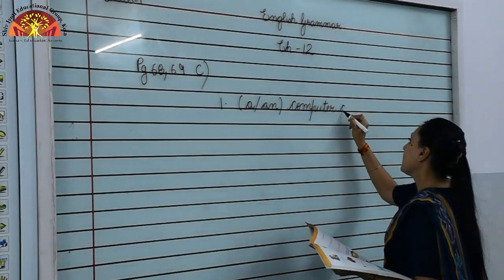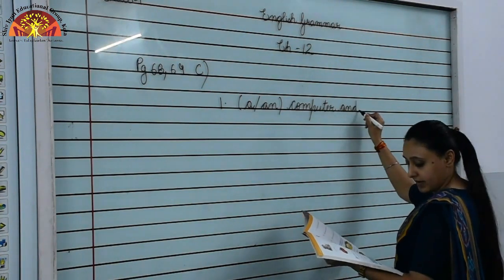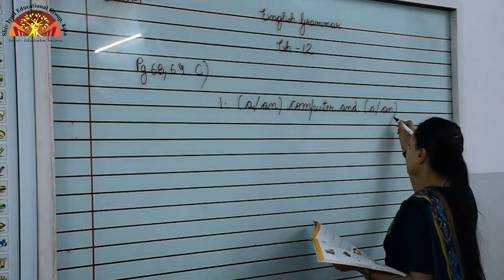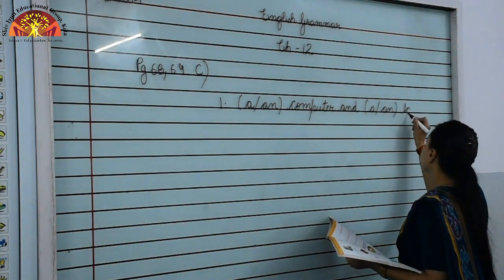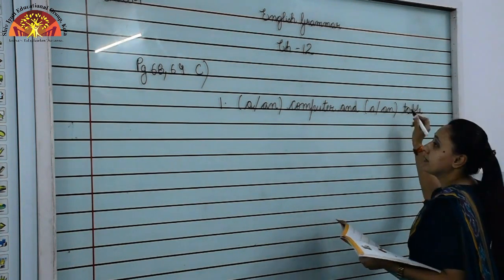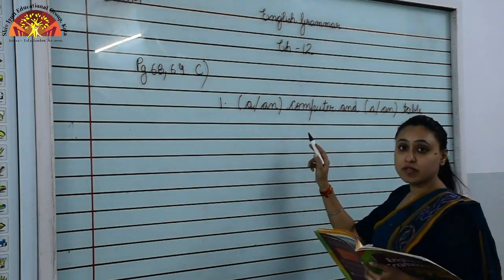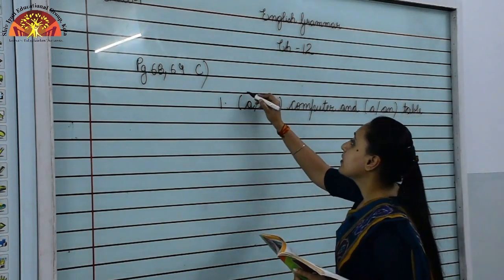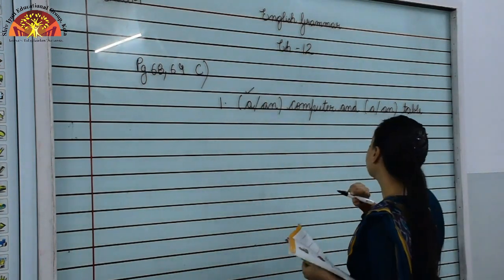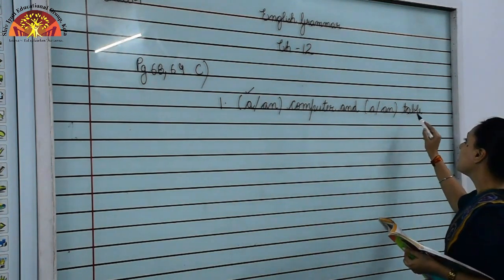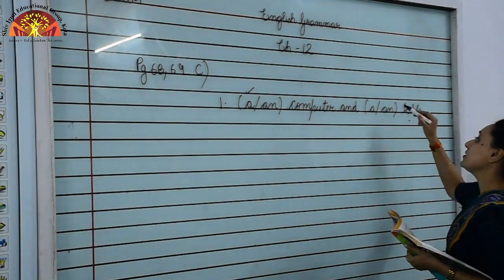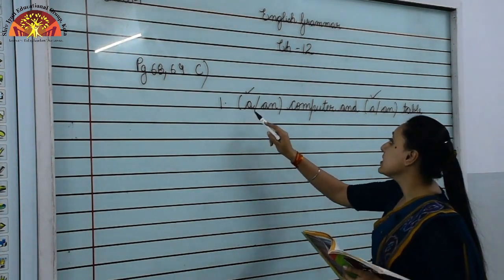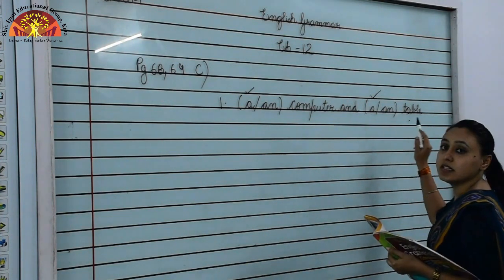Then options are again given, a or n, table. So, children, look carefully. You have to choose before computer. Computer is a consonant sound word. So, we will put a tick on a. Okay. Now, look here. Table is also a consonant sound word. So, we will tick a again. So, the sentence is a computer and a table.